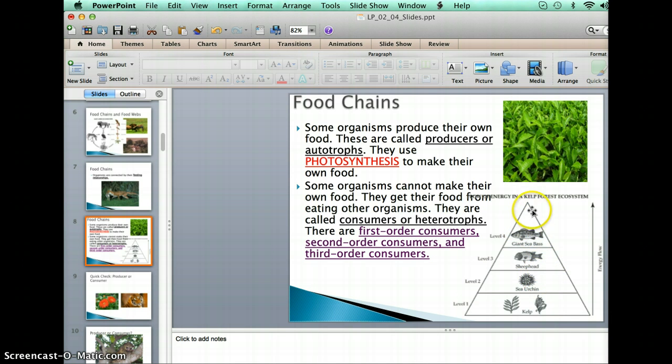We could keep going up, so if there was a fourth consumer, we would call it the fourth-order consumer. A fifth one, the fifth-order consumer. It just helps split it up a little instead of calling them all consumers, which is true, but we can split them up into orders. So first order, second order, third order, based on which one's closest to the kelp. The one closest to the producer is the first-order consumer.